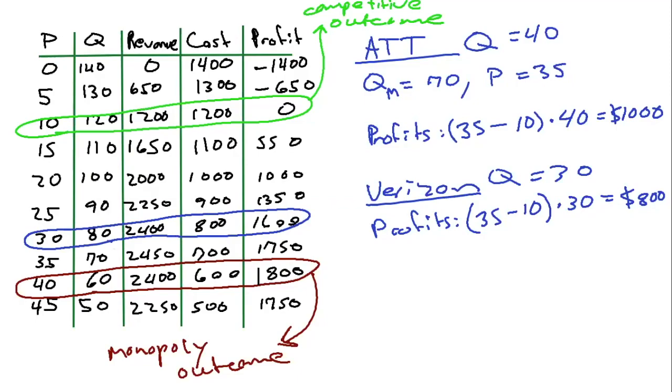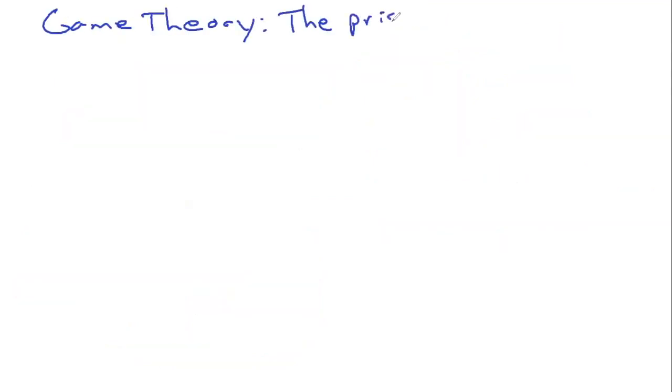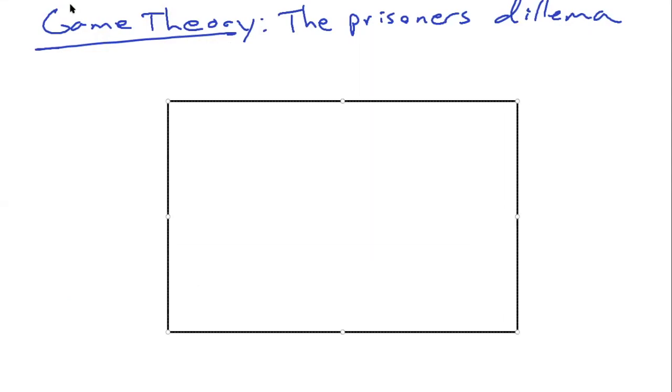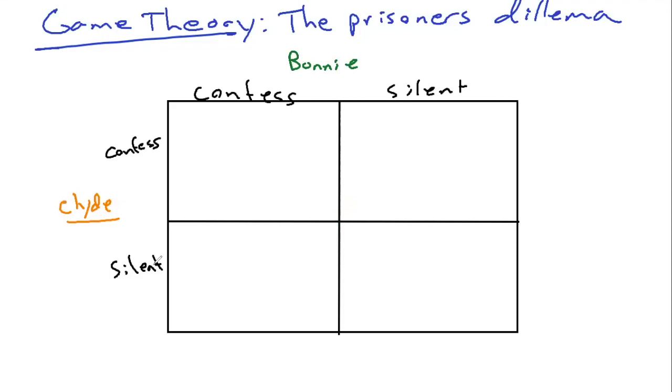So the point is that as an industry, they're better off colluding, but if they're self-interested, each one has an incentive to deviate and hope the other doesn't. What we just described is a classic case of the prisoner's dilemma, which may be something you have heard of before. The prisoner's dilemma is a canonical game theory situation that describes two prisoners, in this case Bonnie and Clyde, who are being interrogated after they've been caught, and they can either confess to their crimes or remain silent.